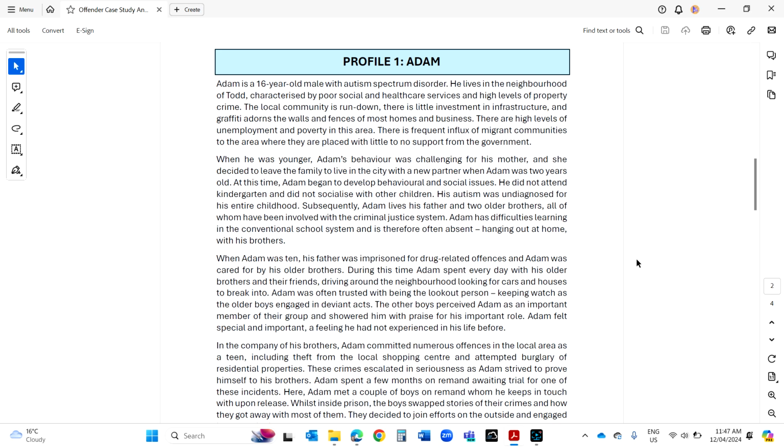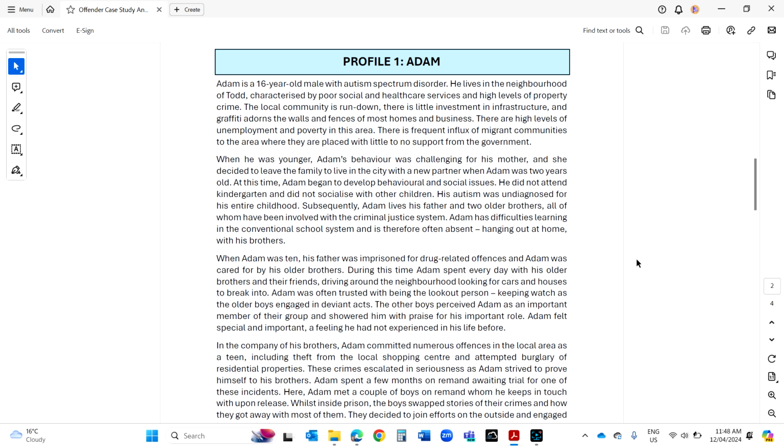Okay, so here it tells us a little bit about where Adam is living. It's in an area that is characterized by poor social and healthcare services and high levels of property crime. It's a very rundown community, not a lot of investment in infrastructure. So what we're starting to see is there are some important details about the community here, and that may well link to a particular theory of crime. We have high levels of unemployment, poverty, frequent influx of migrant communities to the area, and no support from the government. So having a think about this particular case study: are there any theories of crime that we have looked at that talk about that neighbourhood community element and its connection to offending?